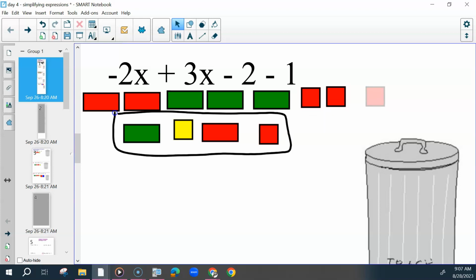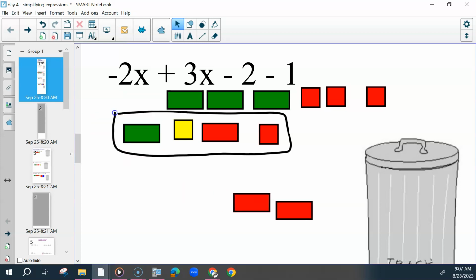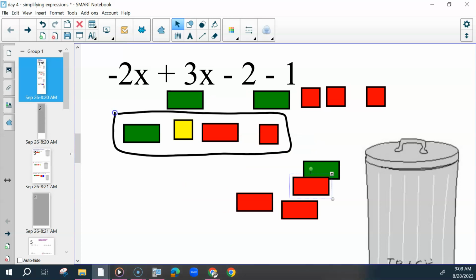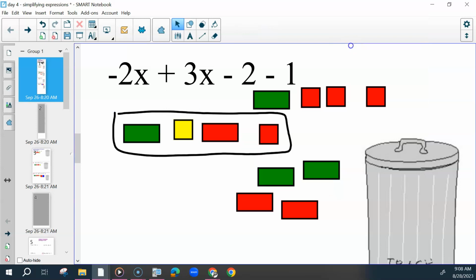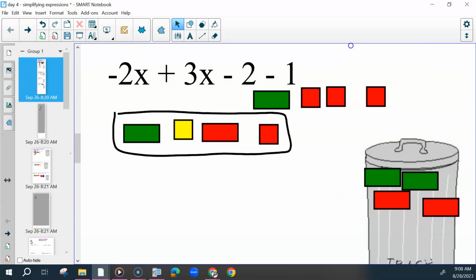The square, the red. Right, and then do we have zero pairs? Positives and negatives of the same type? Yes. How many zero pairs do we have? 2. You're going to get rid of 2. 2 pairs of greens and reds, and then you're going to count what's left.